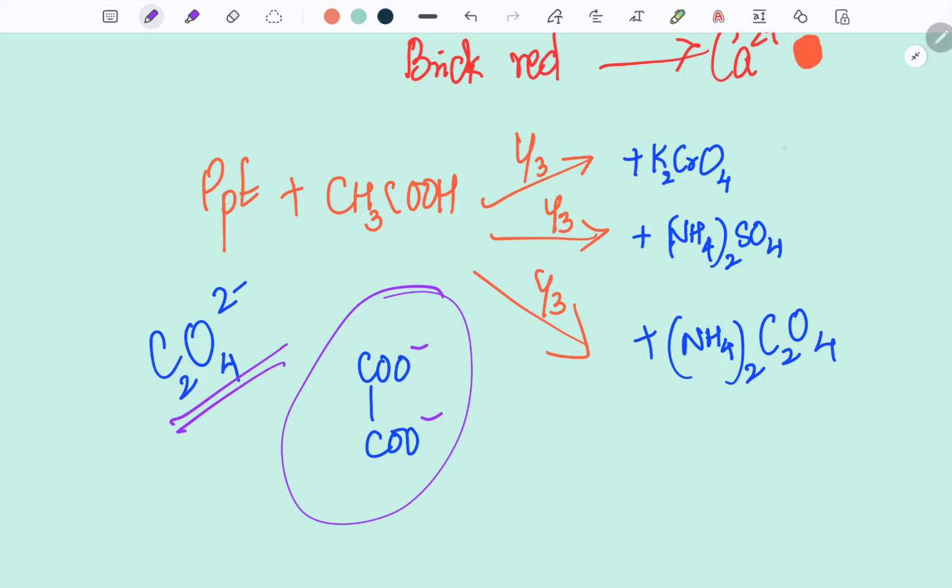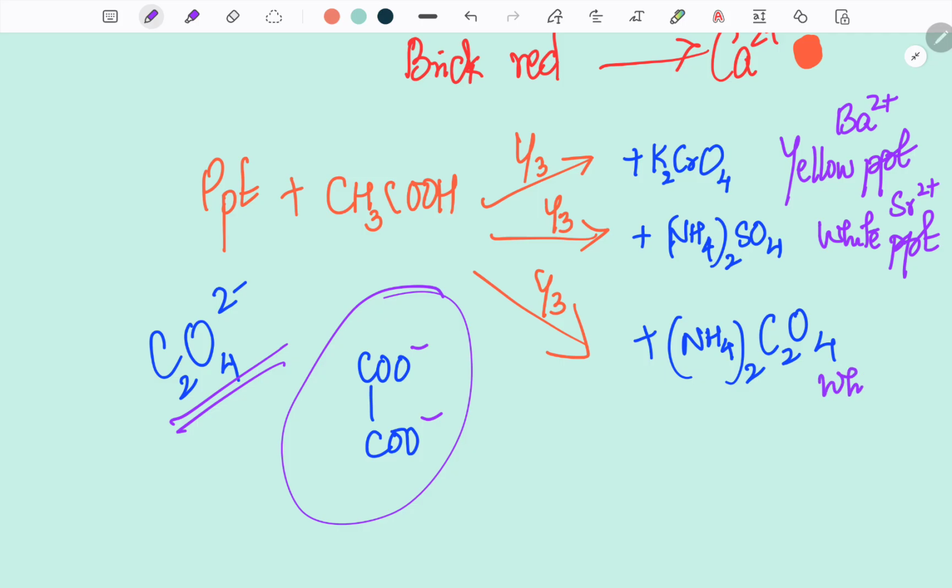So when you're adding potassium chromate to the first part, if you're getting a yellow precipitate, that means barium is your cation. If you're getting a white precipitate when you're adding ammonium sulfate, that means strontium is your cation. If you're getting a white precipitate when you're adding ammonium oxalate, that means calcium is your cation.